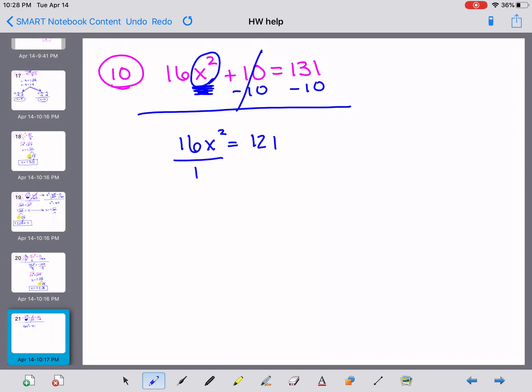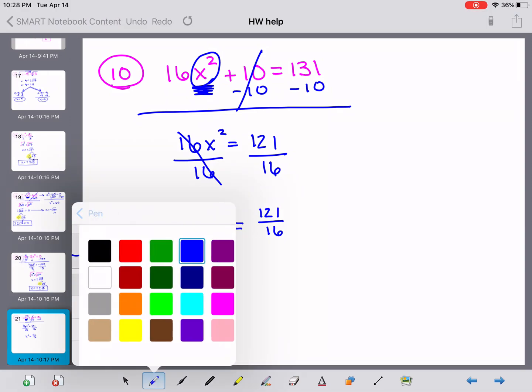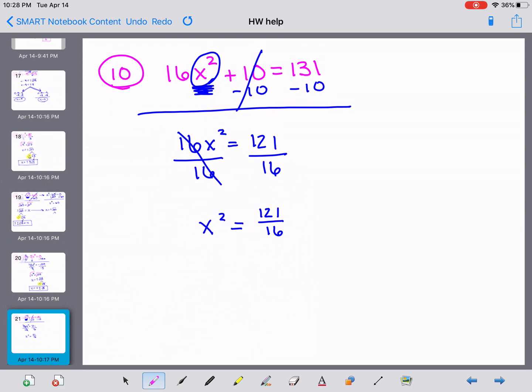I'm then going to divide by 16, just trying to get that x squared by itself. So this gets me a decimal, okay? Using a calculator, if you want to, you can punch in 121 over 16. Try to simplify that fraction. It doesn't simplify. So leave it as this, 121 over 16. Don't change it into a mixed number. That will make the next step difficult. So now that I've gotten the x squared by itself, I'm going to take the square root of both sides.